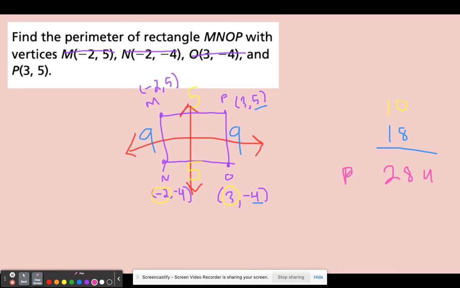So that's perimeter. For fun, let's do area. It didn't ask for it, but let's do it anyway. Area is length times width. 5 times 9 is 45. So it would take 45 little squares to fill up the entire rectangle. And that is that.